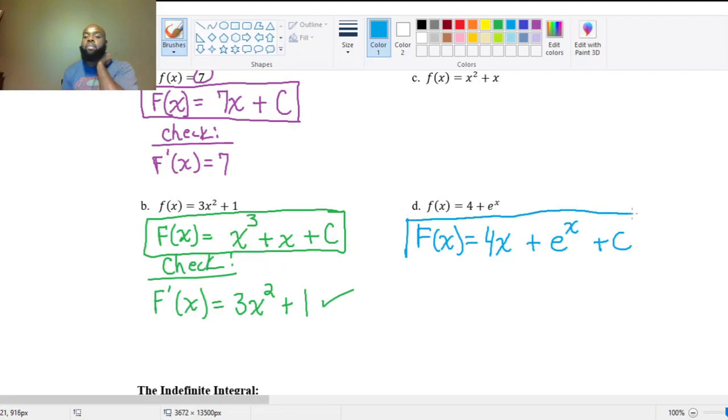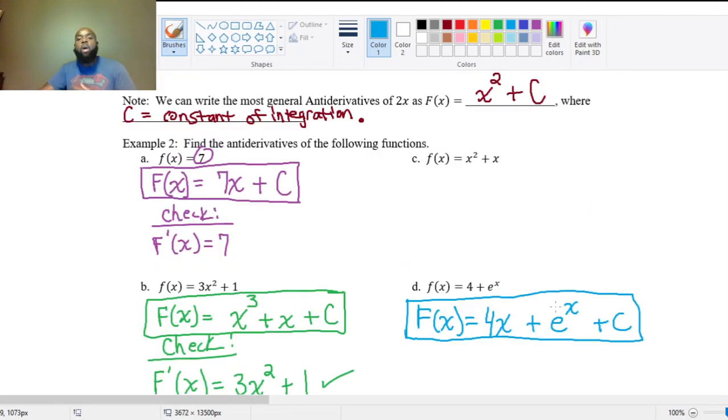All right. Now, these examples follow straight from the rules of differentiation, right? We want to get more general. And so let's look at this example C here. I have f of x equals x squared plus x. I want to know which function exists such that if I take the derivative of it, I'm going to get x squared plus x. That's what it means to find the antiderivative.